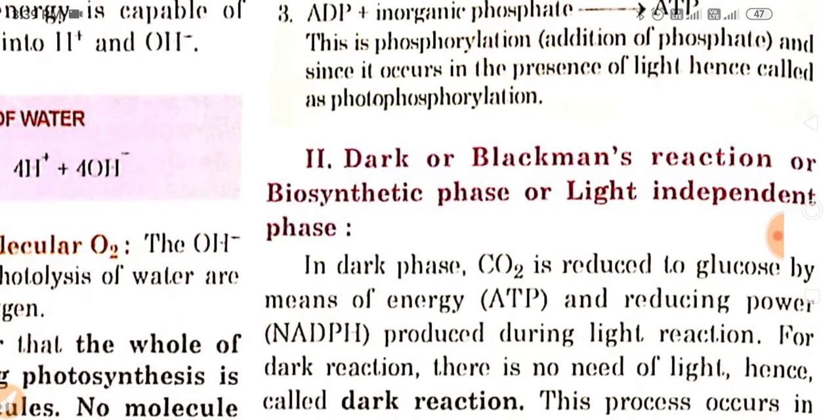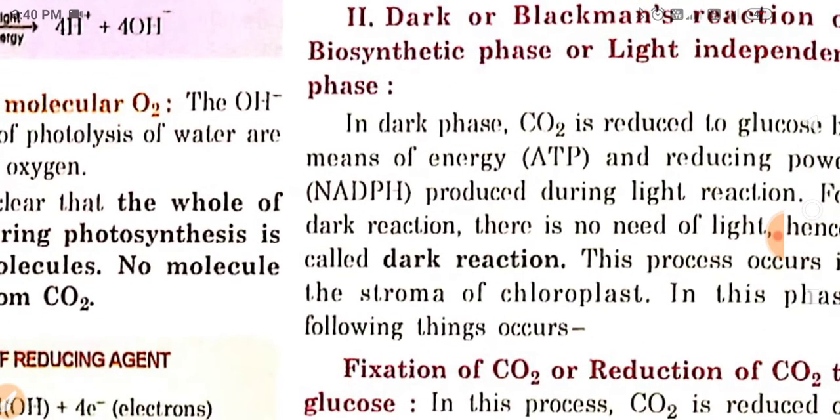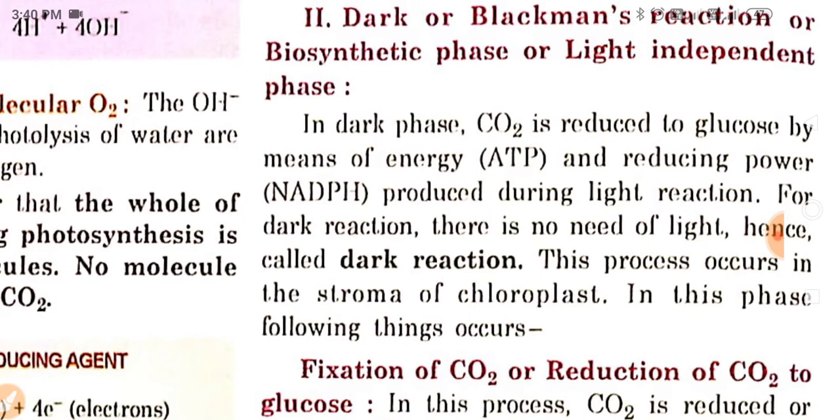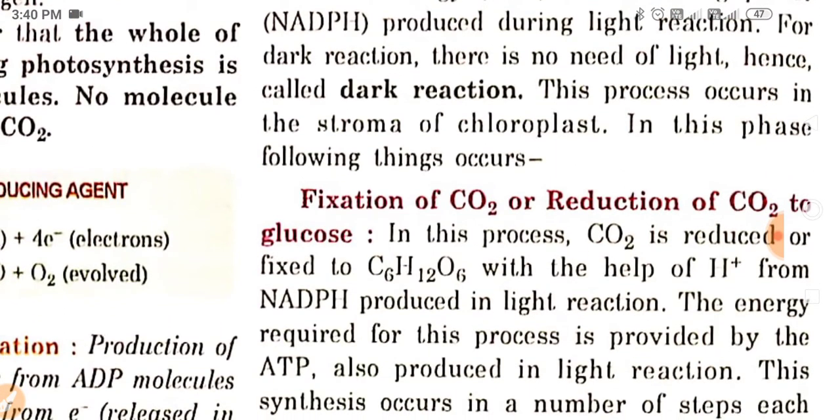Okay. The next phase is the dark or Blackman's reaction, or biosynthetic phase, or light independent phase. In the dark phase, CO2 is reduced to glucose by means of energy and reduced power NADPH produced during the light reaction. For the dark reaction, there is no need of light, hence it is called dark reaction. It does not mean that it happens only at night. It can occur in daytime also. You can say the effect of light is not needed for this reaction.